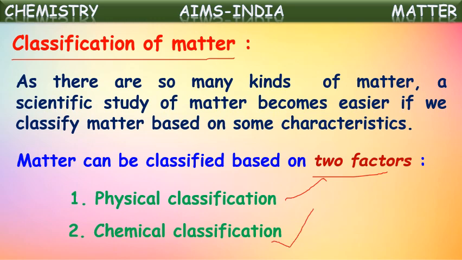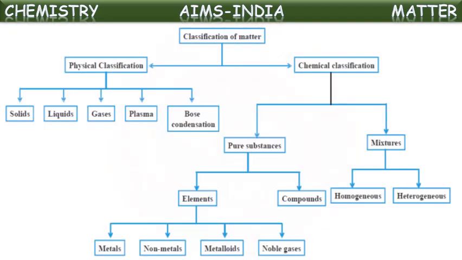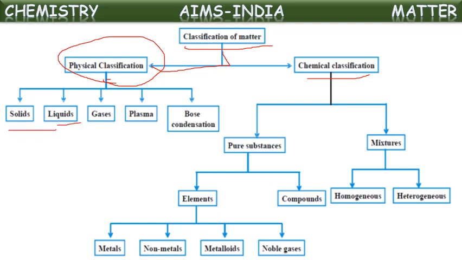Let us see the classification of matter flowchart. This is the classification of matter flowchart. First, this classification of matter is of two types. The first one is physical classification and the second one is chemical classification. Again, this physical classification has a total of 5 types: solids, liquids, gases, plasma and Bose condensation state.